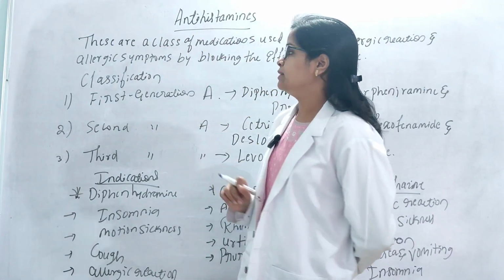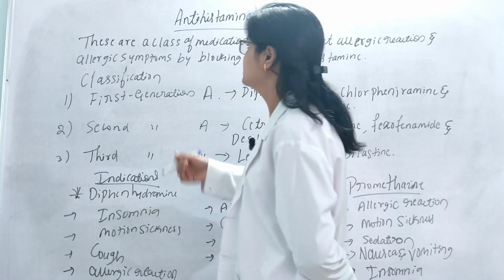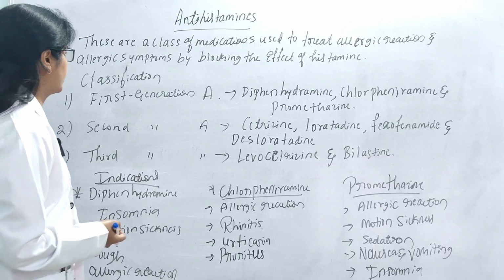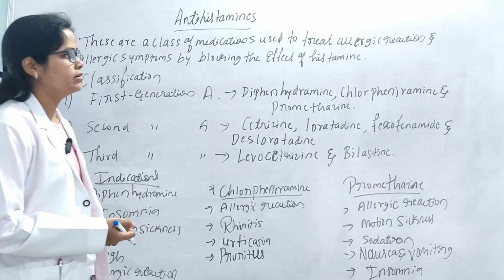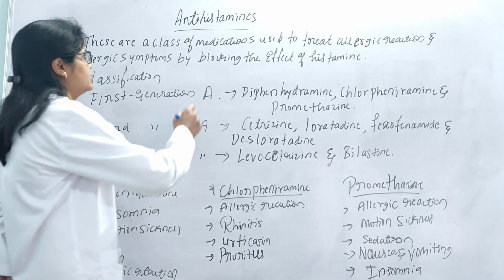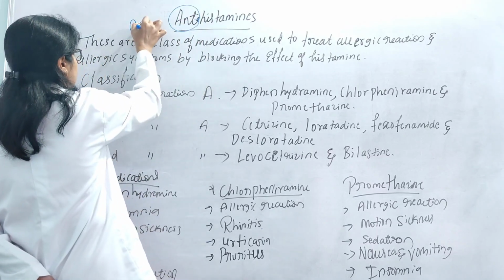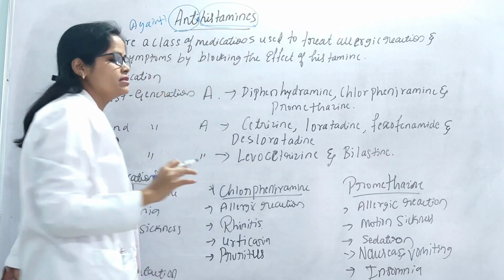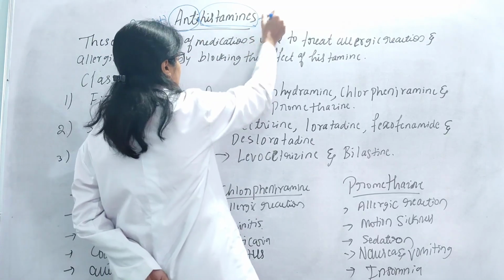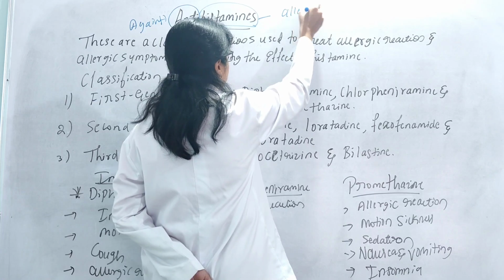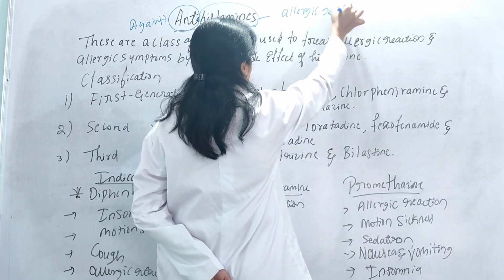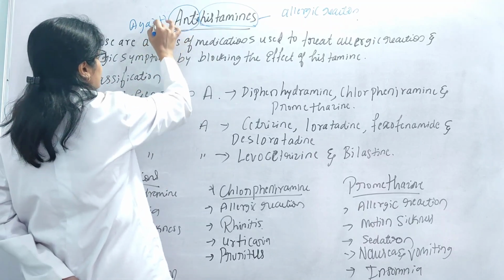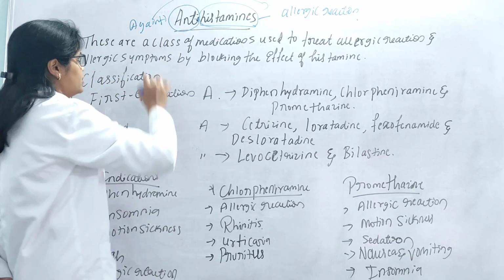Next we'll see about the antihistamines. Okay, antihistamines are a class of medications used to treat allergic reactions and allergic symptoms by blocking the effect of histamine. Here, anti is nothing but against, and histamines are the chemical mediators which are released and make allergic reactions in the body. These antihistamine drugs are going to reduce the allergic reactions in the body.